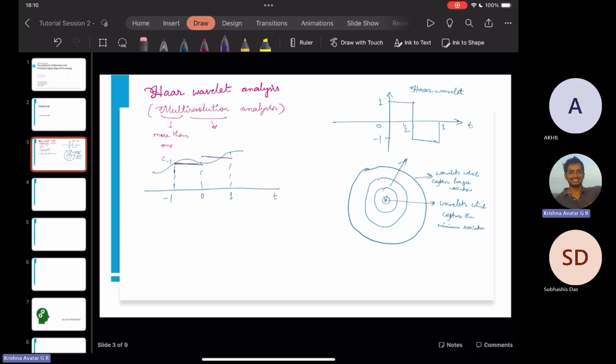Minus 1 is this subscript, and here it will be C naught, right? And likewise, if it goes further, it will be C1, all defined over unit length. So we are using different wavelets to approximate the signal with piecewise constant values, right? So that's what we do here.